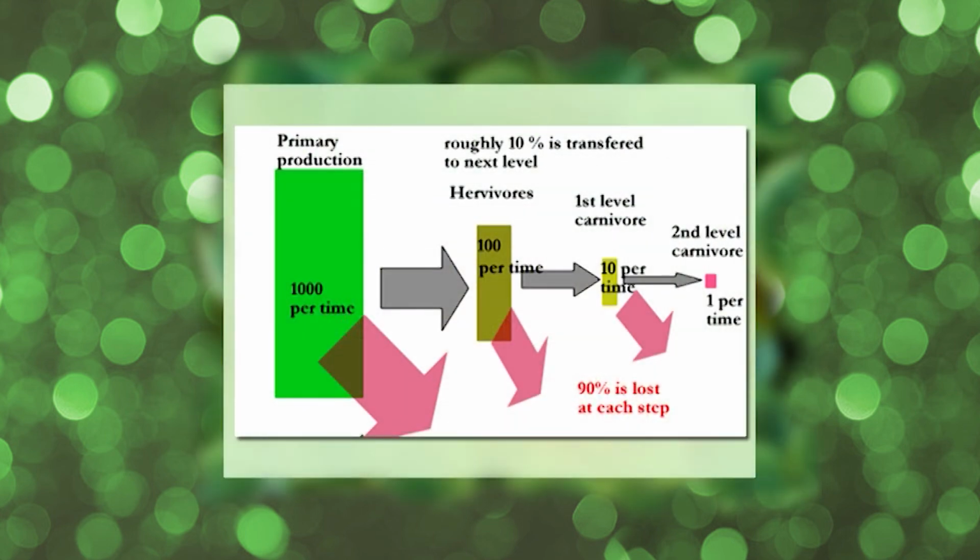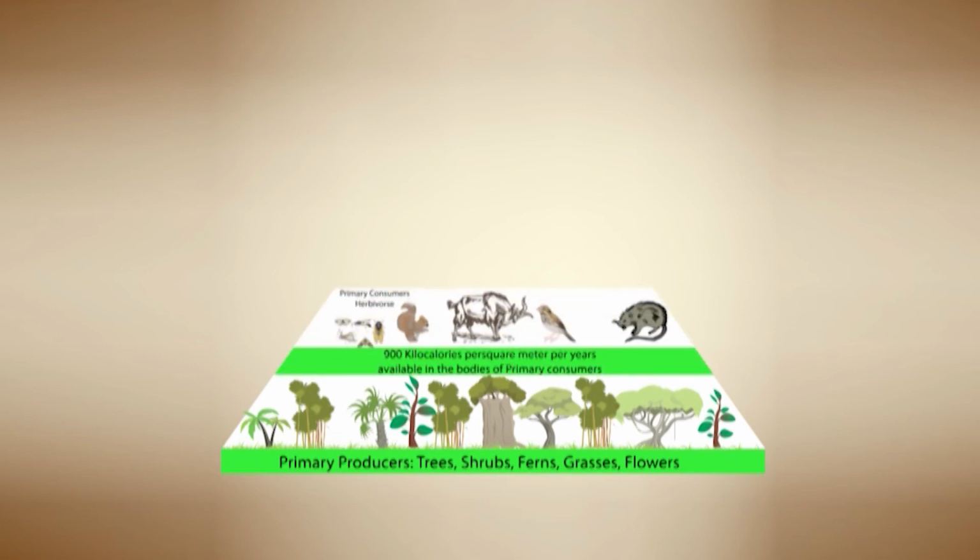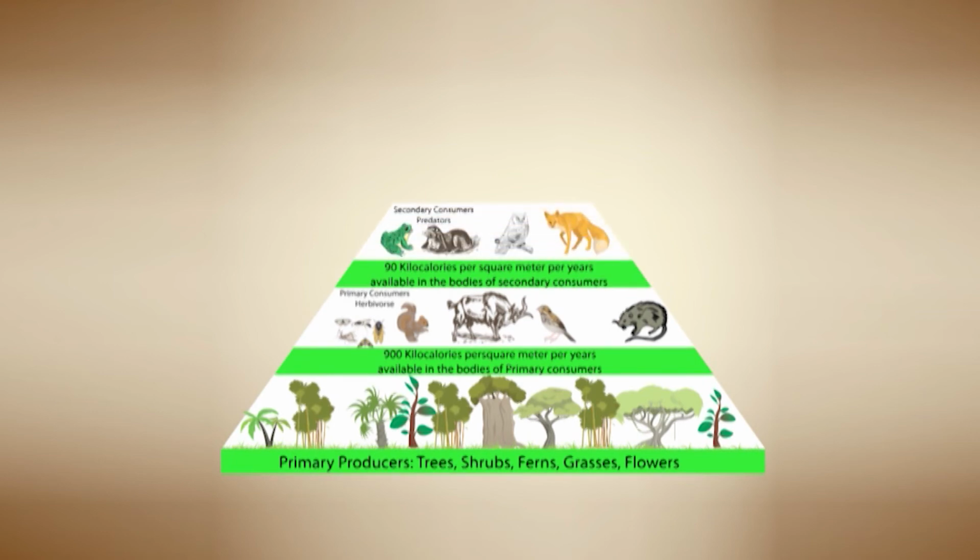Only 10% of the overall energy is transferred from one trophic level to the next trophic level, which is commonly referred to as 10% law. The pyramid of energy is always upright, as there is always a gradual decrease in the energy content at successive trophic levels from the producers to various consumers.